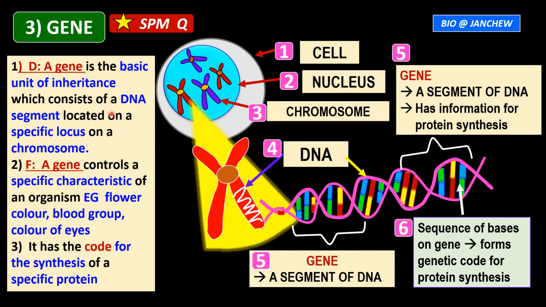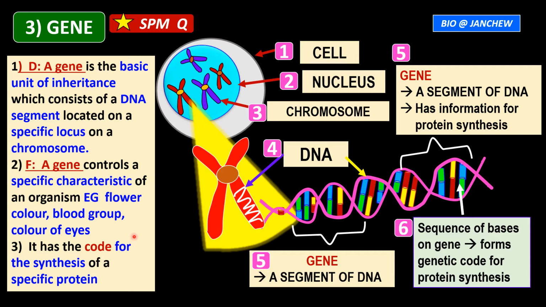Then further down here it says that the structure of a gene is actually a DNA segment located on a specific locus or position on a chromosome. Locus is the location or the position on a chromosome. So each gene has a specific location on a chromosome. Maybe on chromosome number 1 there's a particular gene that determines a particular characteristic, and it is found on a particular location on the chromosome. Right, that is fixed.